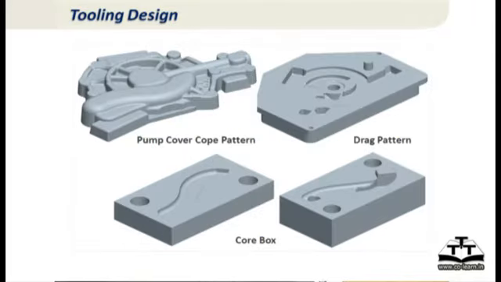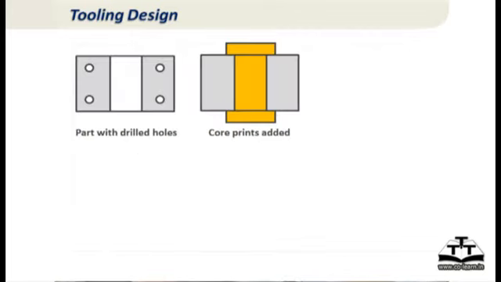Again, starting from an example of how the tooling looks. So a little more complicated tool, where we have the cope and drag pattern, and on the bottom half you have a complicated core. So in that core box you make the sand core and place the sand core in the mold to create the hole in this. So I'm just showing examples of industrial toolings designed by different companies.